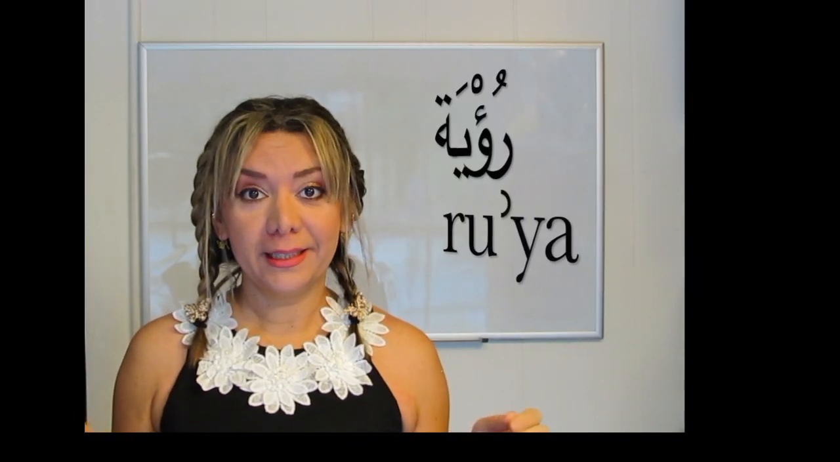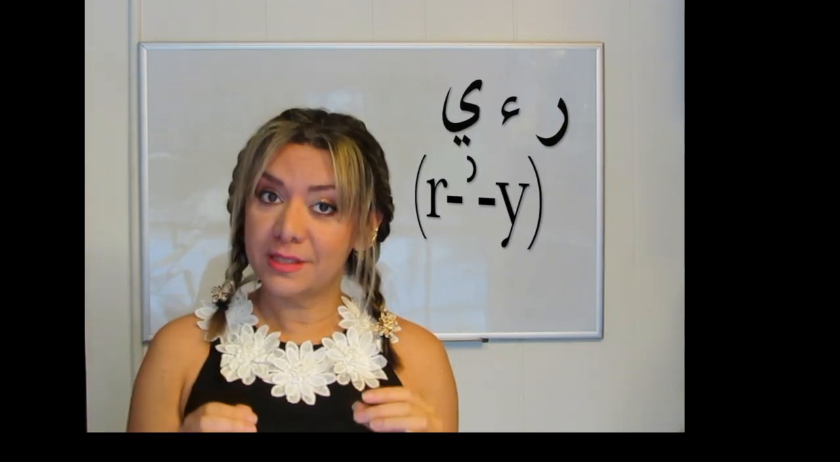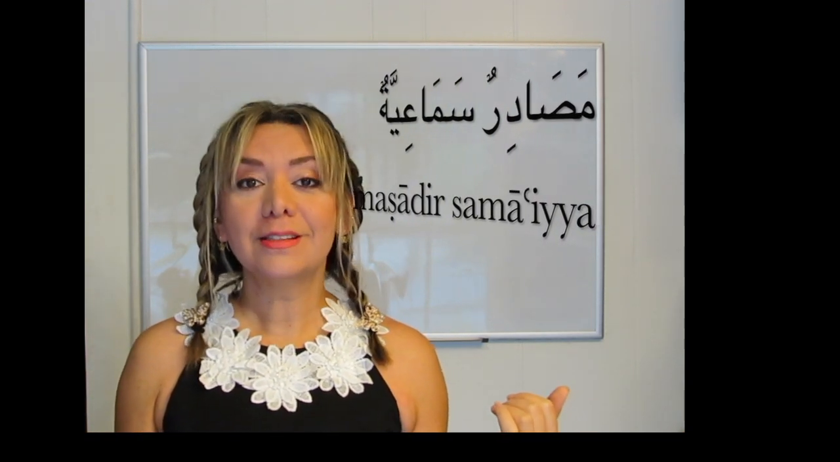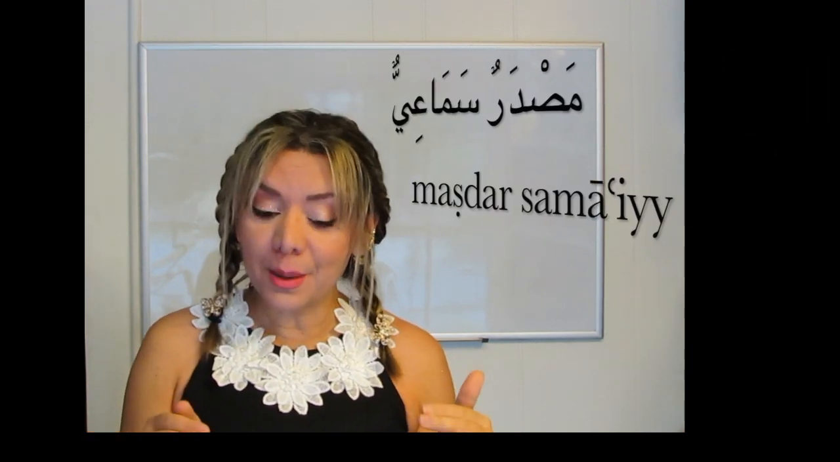For example, ru'ya, sight, vision, is the verbal noun of form 1 verb ra'a, to see, from the triliteral root ra, hamza, ya. It doesn't follow any specific pattern, but has been accepted as a verbal noun. These kinds of verbal nouns are associated with their form 1 verbs, which are derived from triliteral roots and have no defined patterns to follow, but are considered as linguistic heritage. They are called masadir sama'iyya, the plural of masdar sama'i.